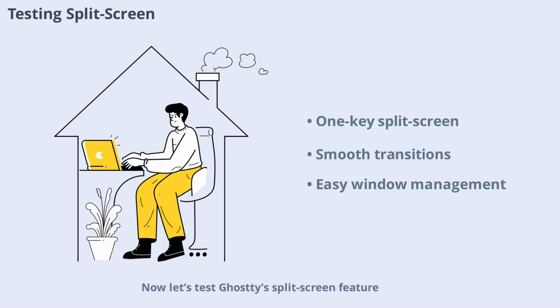Now, let's test Ghostty's split screen feature. Press Cmd D to create a new split on the right, or Cmd Shift D to add one below. Cmd W closes the current split, and Cmd Shift Enter toggles full screen mode. Try running your development server on the left and monitoring logs on the right. You'll notice how smooth and responsive everything feels, thanks to Ghostty's GPU acceleration.